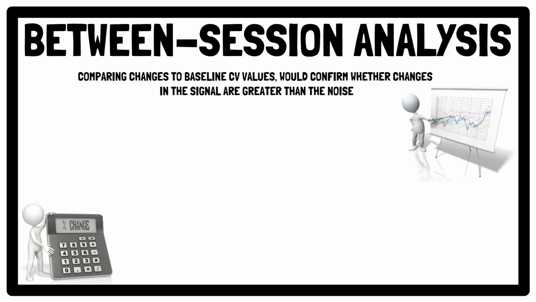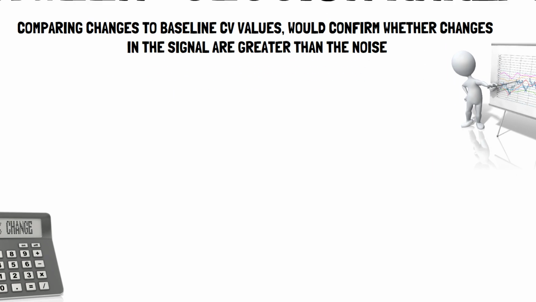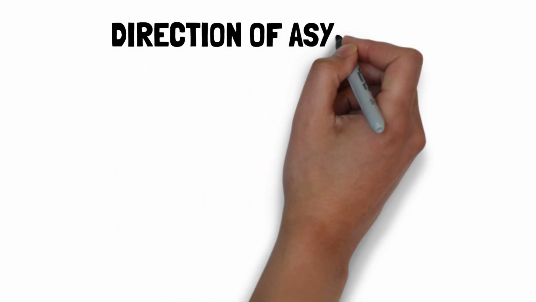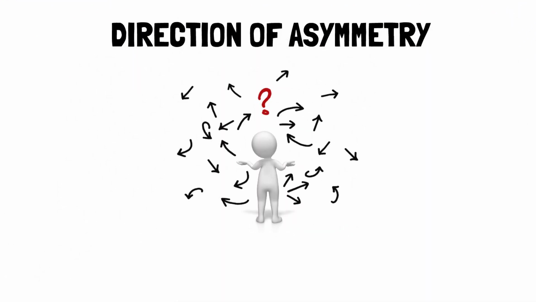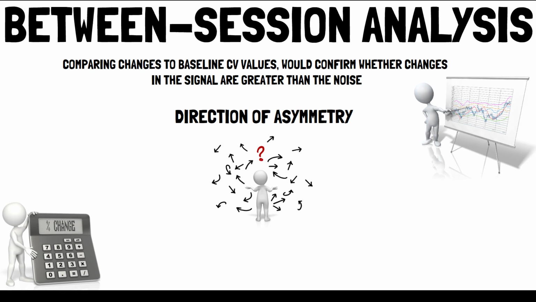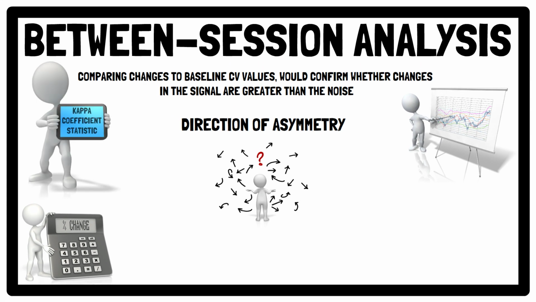Another point to consider is the direction of asymmetry. It's important to remember that asymmetry is a ratio, making it composed of two individual parts, i.e. dominant and non-dominant limb scores. Therefore, when asymmetry is treated as a single number, no context is provided for which limb performs superiorly. The kappa coefficient statistic enables analysis of the levels of agreement for the direction of asymmetry, i.e. limb dominance, between test sessions.